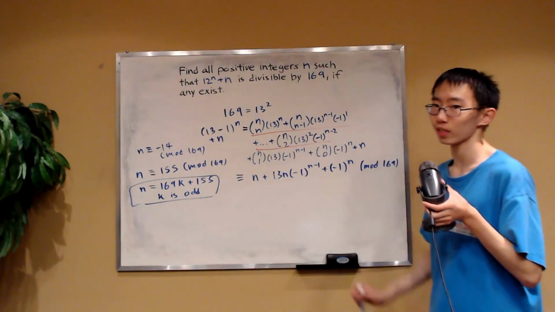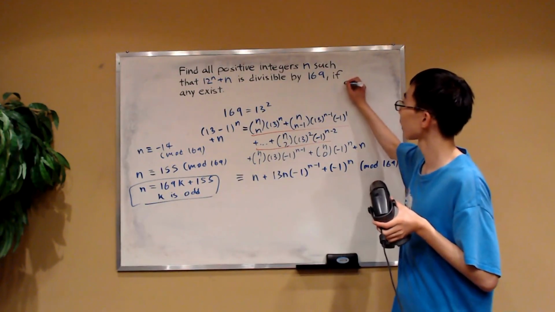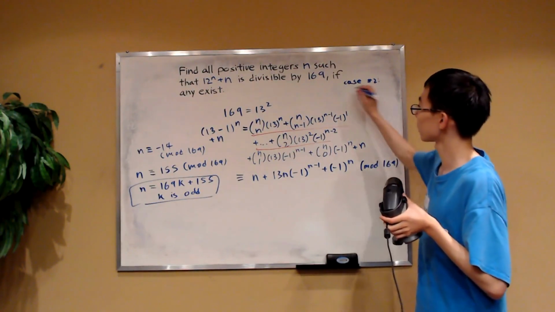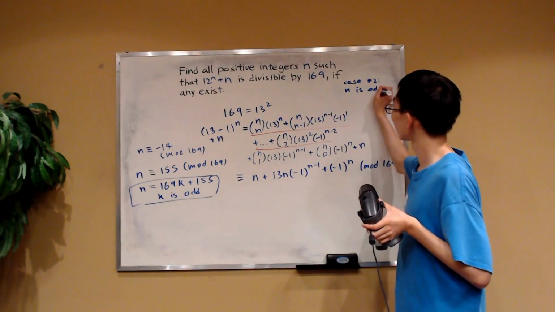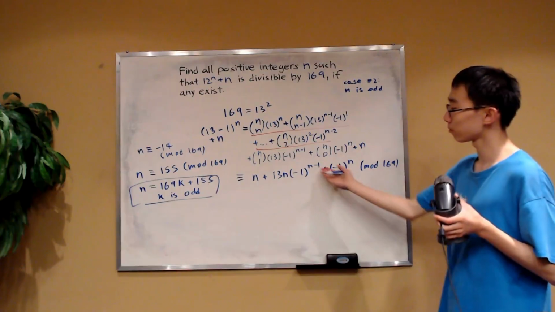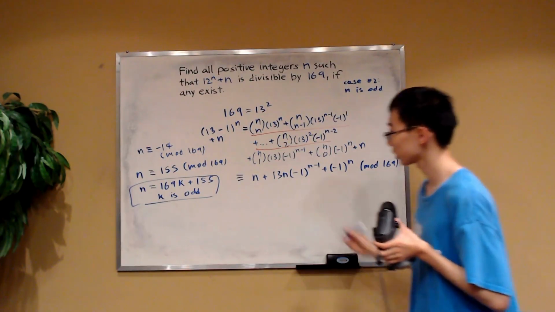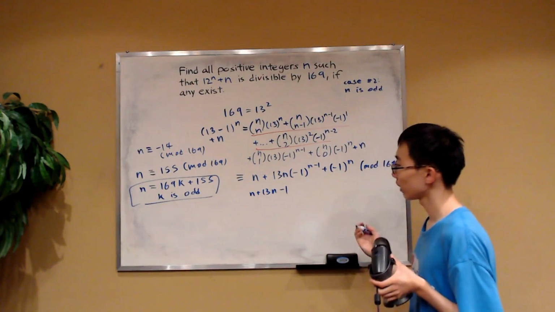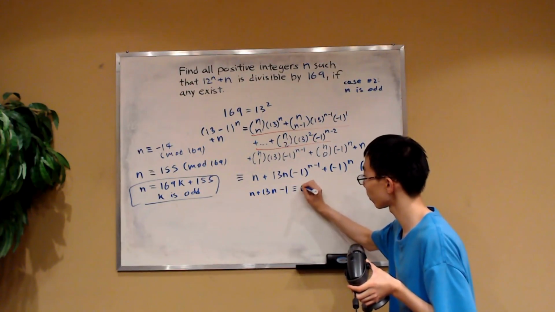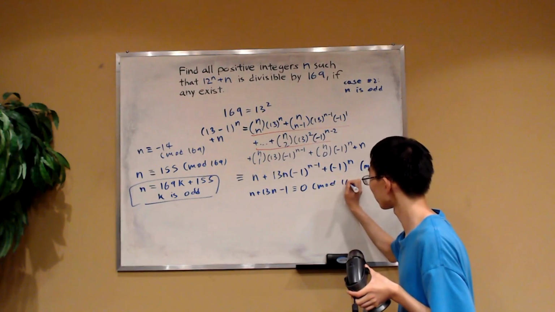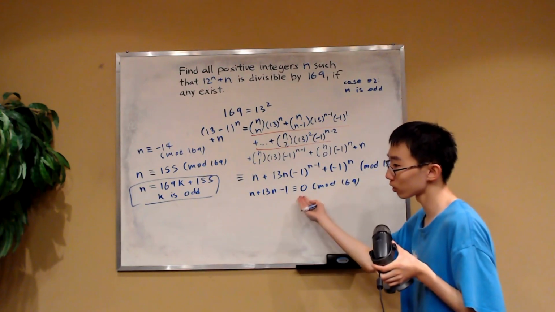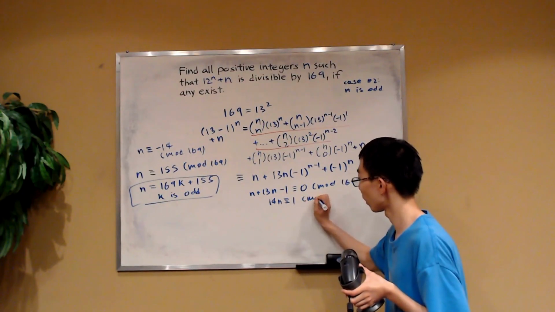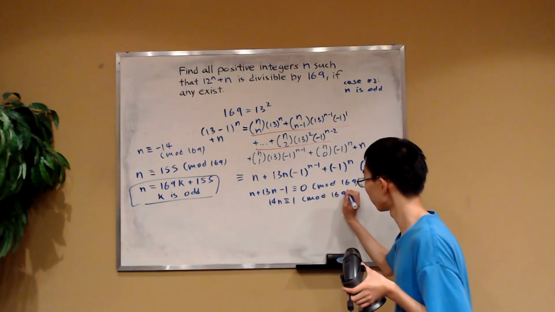However, we have one more case to deal with, and that is, of course, case number 2. We're just going to number it. And obviously, it's when n is odd. And when n is odd, then n minus 1 is even, so this expression just becomes n plus 13n minus 1. And we're going to set this congruent to 0, mod 169. And we can rearrange this into 14n is congruent to 1, mod 169.